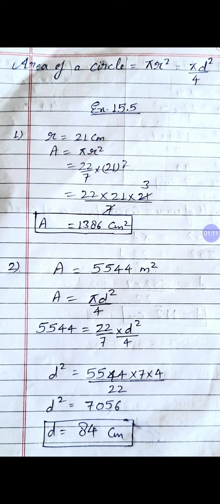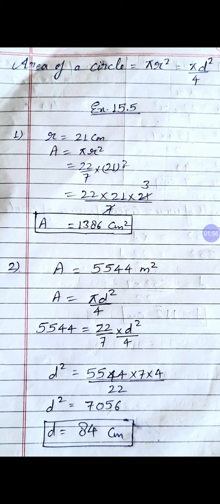In this question, find the diameter of circles having the following areas. The area has already been given and the diameter has been asked. So we apply the other formula, a equal to pi d square upon 4. So 44 equal to pi, 22 upon 7, into d square upon 4. We solve this: d square will be 44 into 7 into 4 upon 22, and d square will be 7056. Taking the square root of 7056, we get d equal to 84 centimeter.